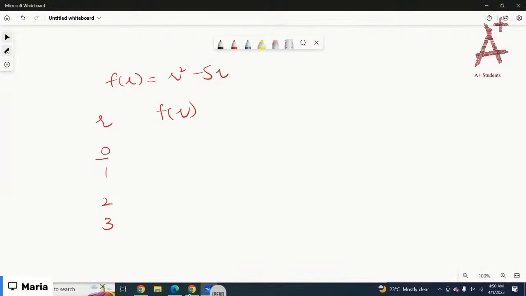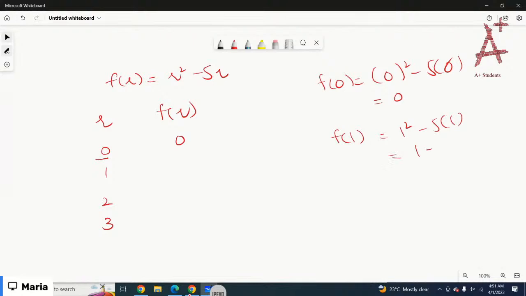f of 0 is 0 square minus 5 times 0. 0 square is 0 and 5 times 0 is 0. So when r is 0, f of r is 0. Now just replace it with 1. It would be 1 square minus 5 times 1, which is 1 minus 5. 1 minus 5 is negative 4. That means when r is 1, f of r is negative 4.